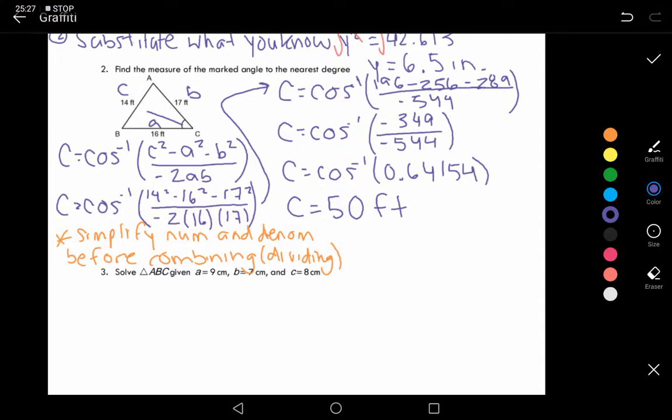So we have now used the cosine law here. Again, it looks different, but trust it's the exact same formula. It's just rearranged to help us isolate that angle.